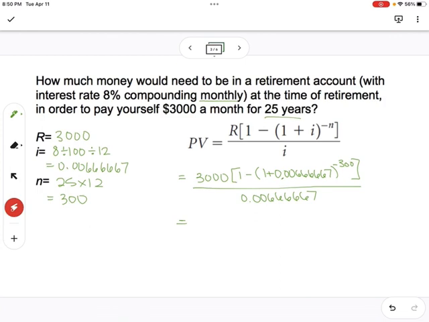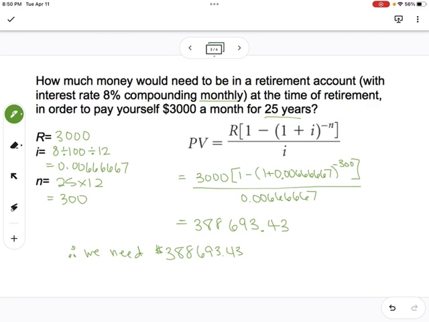Okay, so we get a total of $388,693.43. That's how much we're going to need in our retirement account. Therefore, we need $388,693.43 in the retirement account.